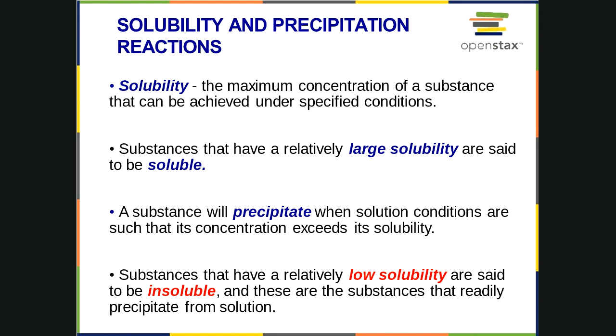So often when we're looking at a double replacement reaction, what we're going to focus on to determine if a reaction takes place is if one of the products is not soluble in water. And that means it will form a precipitate. If it is soluble in water, it's going to stay in solution and you're not going to really observe anything occurring in that particular reaction.